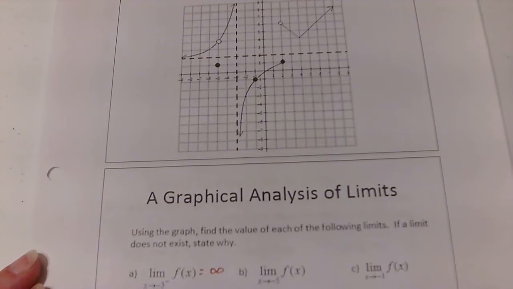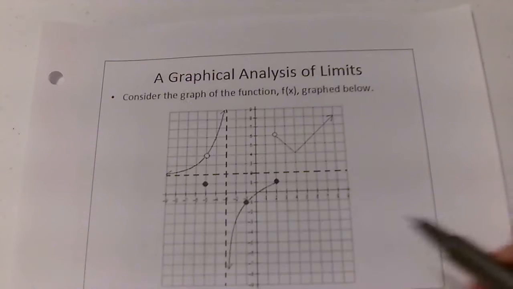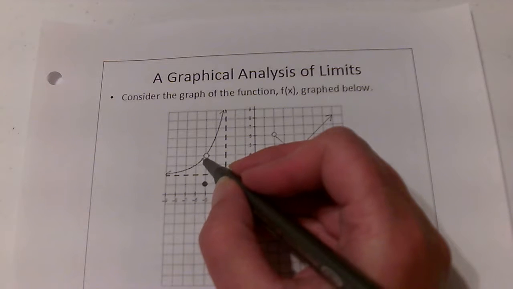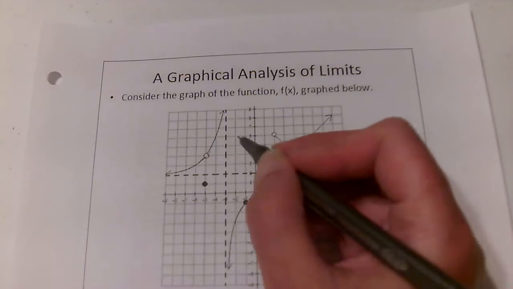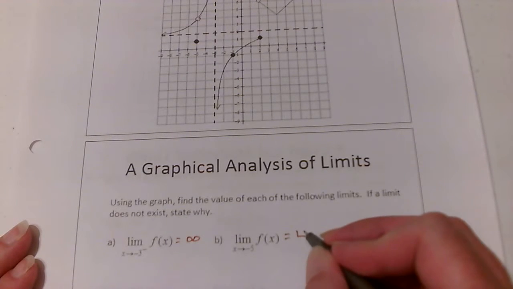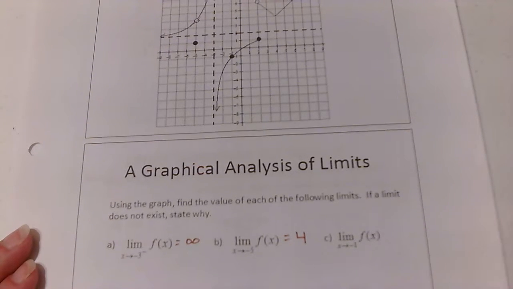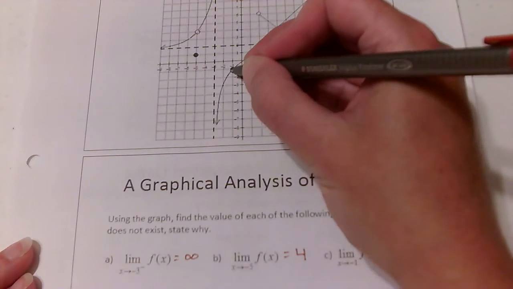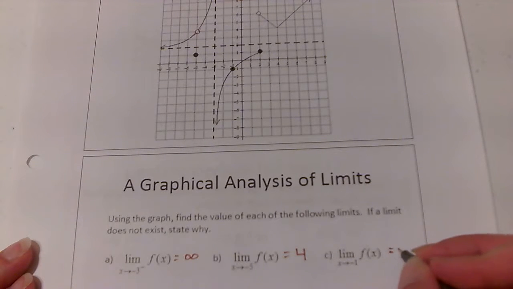Positive infinity. As x approaches negative 5, doesn't matter which direction I'm coming from, my y values are approaching 4. As x approaches negative 1, my graph is doing this right there. Y is also negative 1.